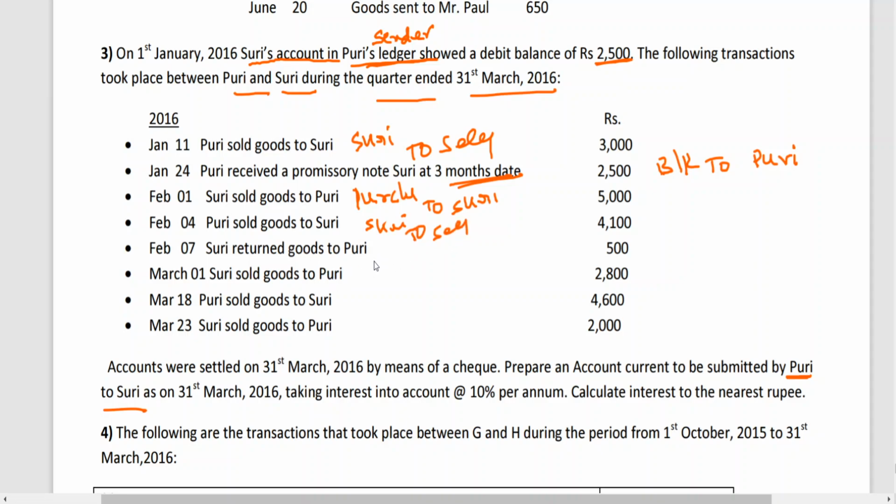Suri returned goods to Puri. Because Suri returned goods, it means sales returns. You following? Suri returned goods to Puri. Puri has sold goods to Suri, Suri returned goods: sales returns. No entry.